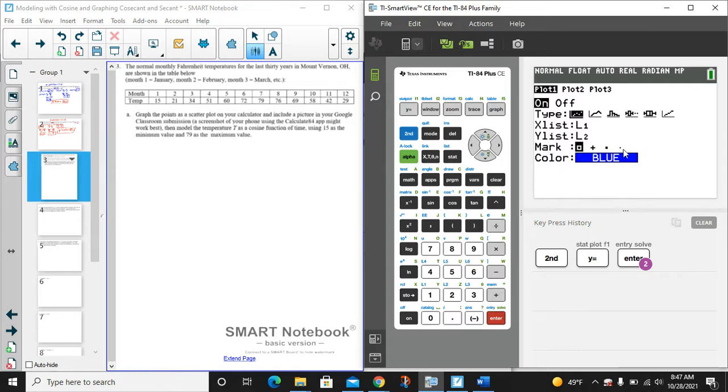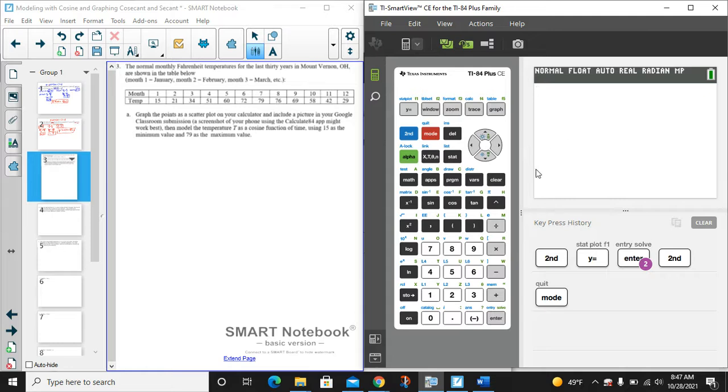The mark is irrelevant. That's just what it looks like when it plots it on the graph. And color is also irrelevant. If you're using an older calculator, color won't even be an option, so it doesn't really matter a whole lot. Of course, second mode quits back out to our main screen here.